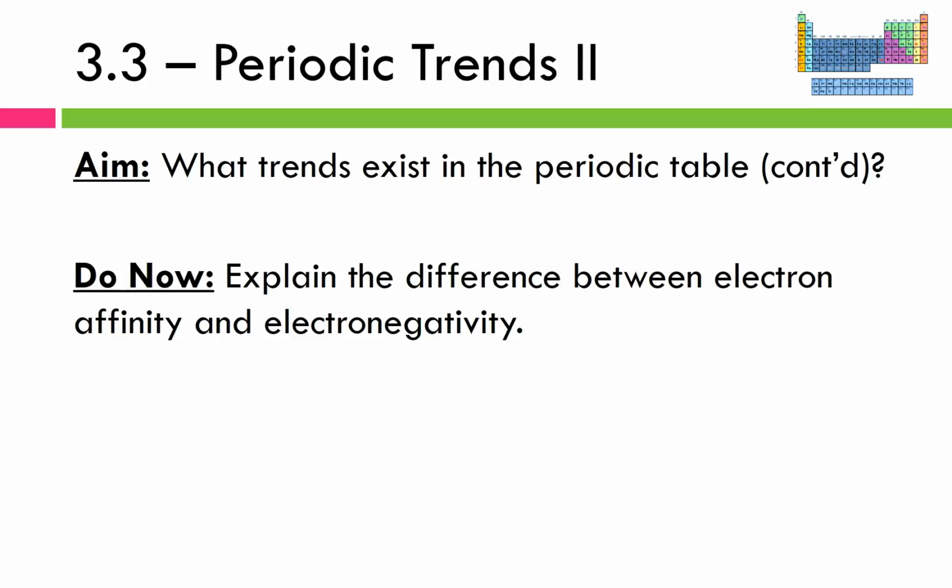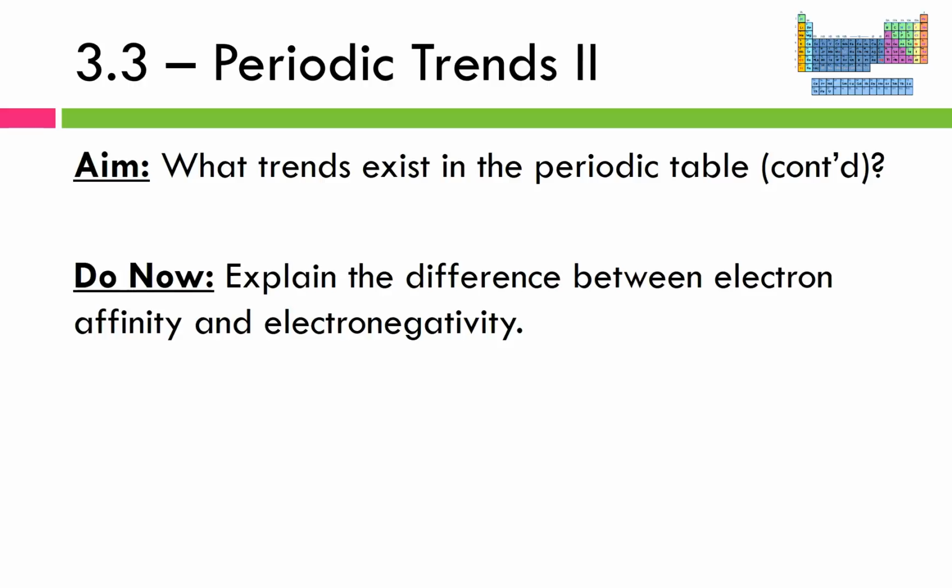In the previous lesson we looked at atomic radius and first ionization energy as periodic trends, and today we're going to continue that discussion with a couple different trends. Remember, trends are just patterns that show up in the periodic table as the elements are arranged in order of increasing atomic number. Two of the trends that we're going to look at today are electron affinity and electronegativity.